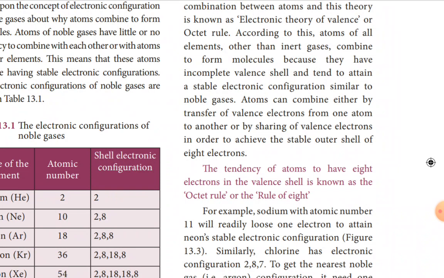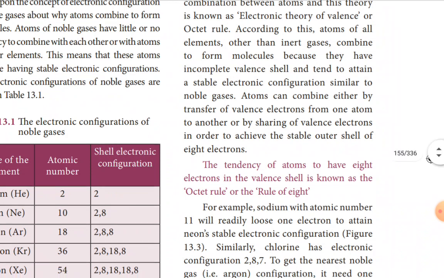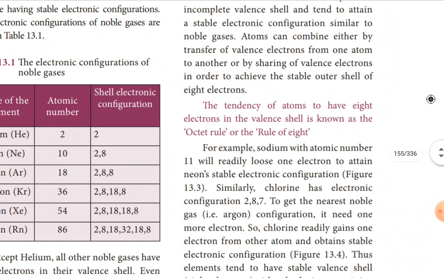So to write the electronic configuration, we should know the atomic number. Atomic number 11 means the number of electrons is 11. These 11 electrons are distributed according to the formula 2n squared, which you already learned. What will be the configuration? 2, 8, 1. That is the electronic configuration of sodium.